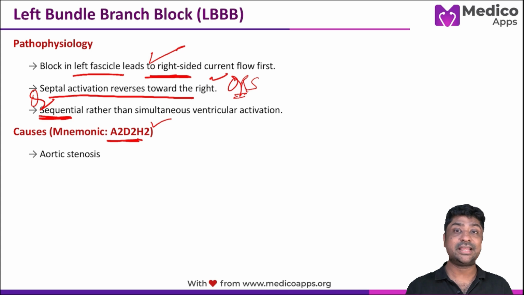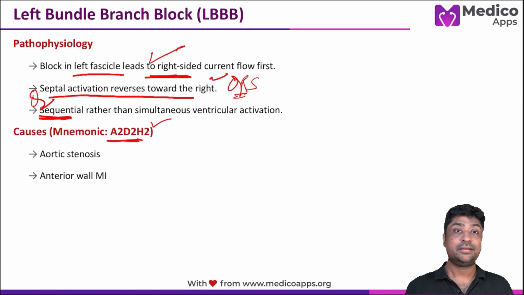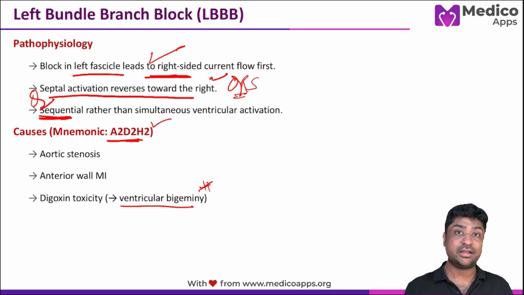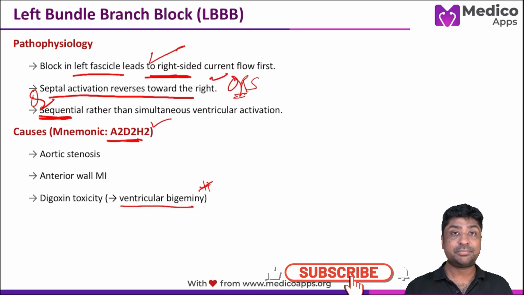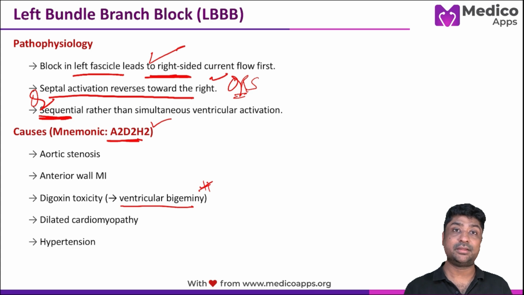The first A is aortic stenosis, a common cause in elderly patients due to left ventricular pressure overload. The second A stands for anterior wall MI, where infarction damages the left bundle pathway. Next, digoxin toxicity is another trigger, especially when it leads to ventricular bigeminy, a pattern of alternating normal and premature beats. Then comes dilated cardiomyopathy, where the stretched and weakened heart muscle impairs normal conduction pathways.